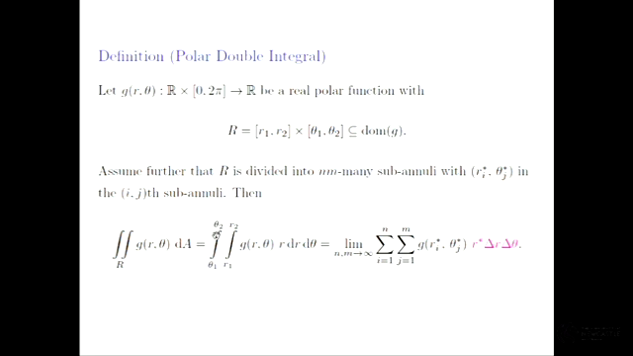And in the end, you're going to find that we can integrate this region by integrating g(r, θ) r dr dθ, taking r from r1 to r2 and θ from θ1 to θ2. And basically, this is all we need right here. In order to integrate over a polar region, we can do this, provided that the region is a polar rectangular region.